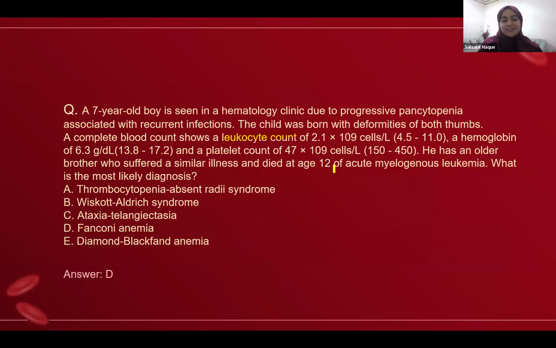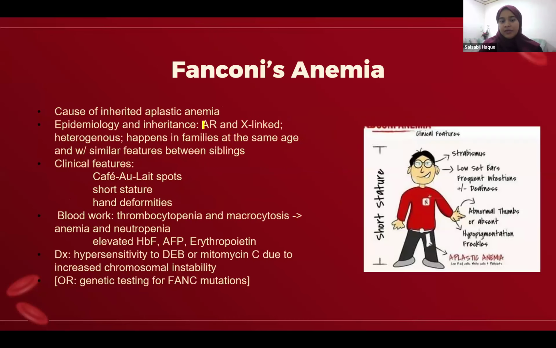Cafe au lait spots. Yes, I hope I'm pronouncing that right. Perfect. Now, can anyone tell me the inheritance of Fanconi's anemia? Autosomal recessive, yes. I think it can be both. It can be autosomal recessive or X-linked, depending on the family. So some families have it autosomal recessive, some have it X-linked, so it depends.